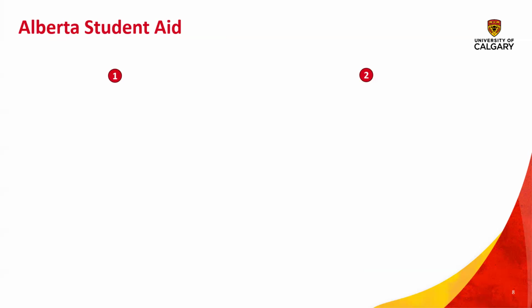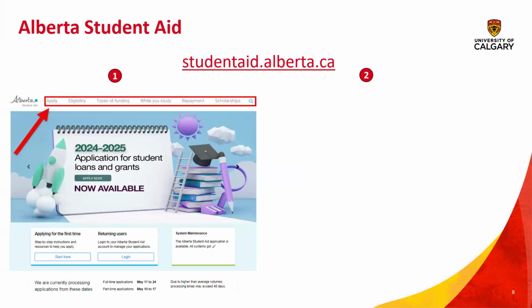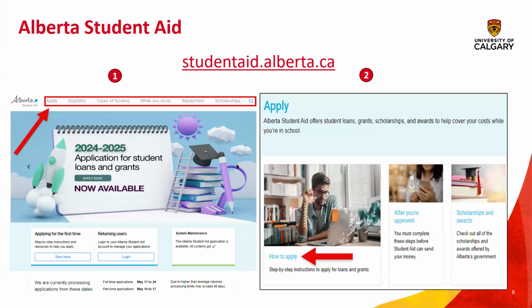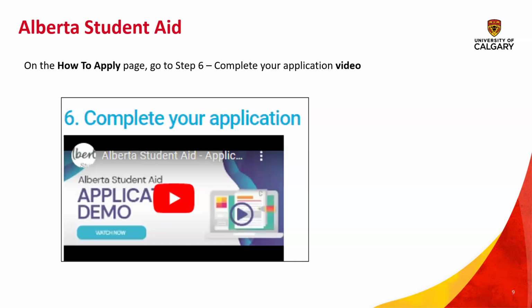There are some resources on the Alberta Student Aid website to assist you with your application. So again, the website is studentaid.alberta.ca. And I would recommend that you watch this short video that I'm going to explain after the end of this session. So you can go to studentaid.alberta.ca. And the first resource I would bring your attention to is a very short and informative video. So you will click on apply, then how to apply. Then the video is step 6, complete your application. Again, this video guides students on how to complete the application. It's only 5 minutes long.